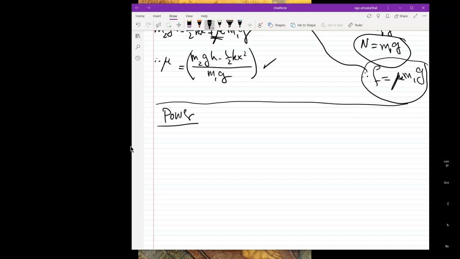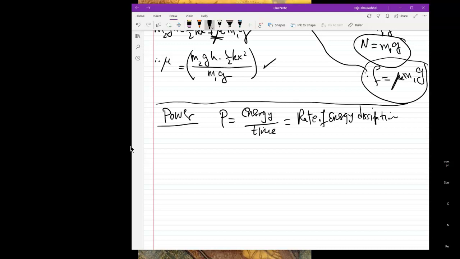So what is power? I think we talked about it in the past. Power is energy over time, or work over time, right? Or rate, this is how I like the definition. Rate of energy dissipation.